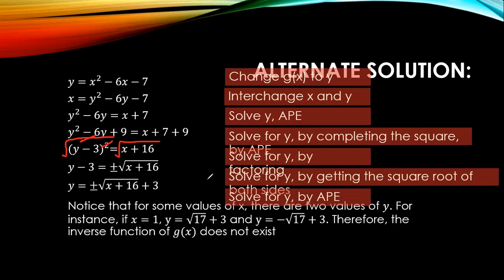Okay? So pansinin natin, no? Notice for some values of x, there are two values of y. For instance, let's have x equal to 1. No? Substitute natin, x is equal to 1. So my answer na, y is equal to square root of 17 plus 3 and negative square root of 17 plus 3. Therefore, the inverse function of g of x does not exist.